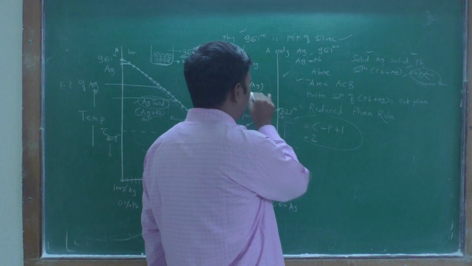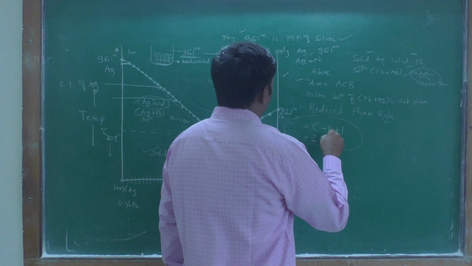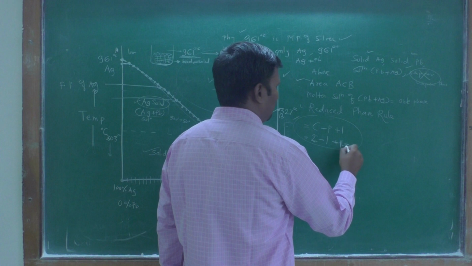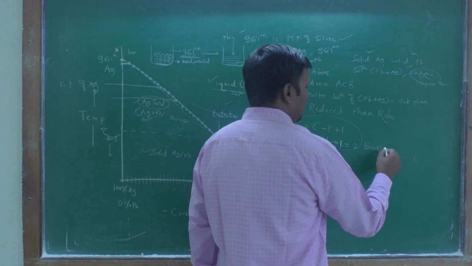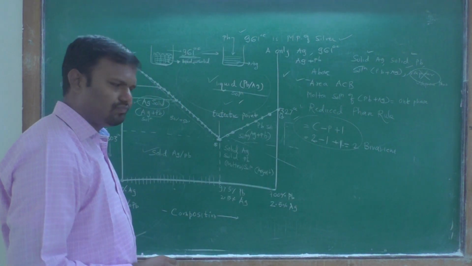The components, no doubt there are 2 components, Pb and Ag, and 1 phase is present, so F = 2 - 1 + 1. Okay, that is 2, therefore the system is bivariant. This area is bivariant. Okay, during this there is a bivariant system.